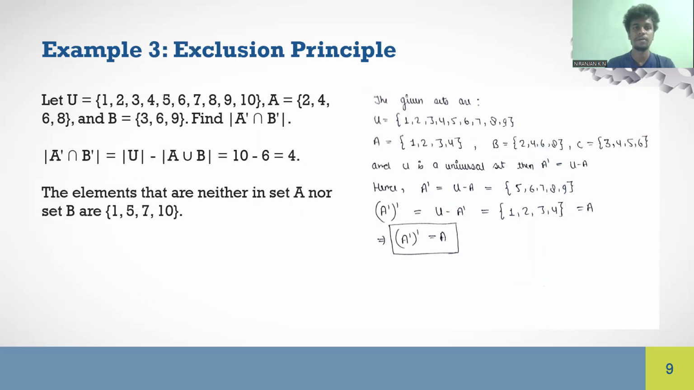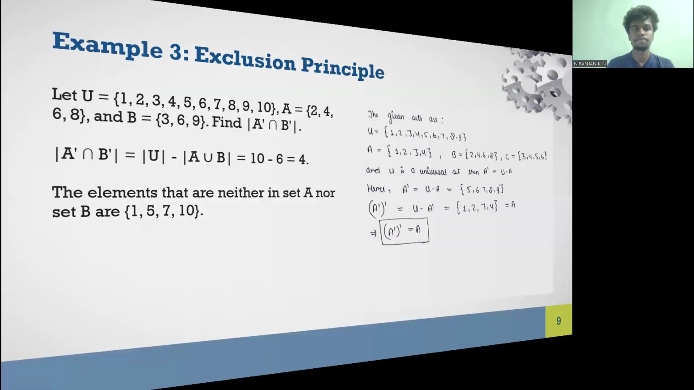So here is an example where the universal set contains the numbers from 1 to 10, set A contains 2, 4, 6, 8 and set B contains 3, 6, 9. We have to find the exclusion principle. So we get the answer as 4 by using the exclusion principle formula, as you can see. The elements that are neither in set A nor in set B are 1, 5, 7 and 10.